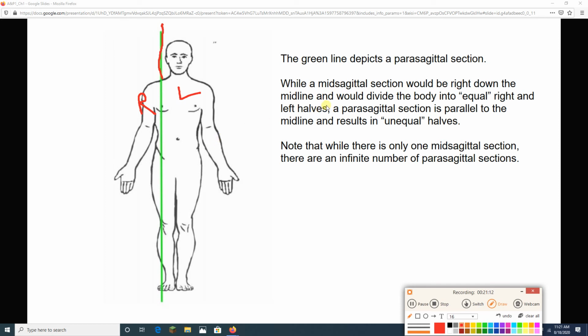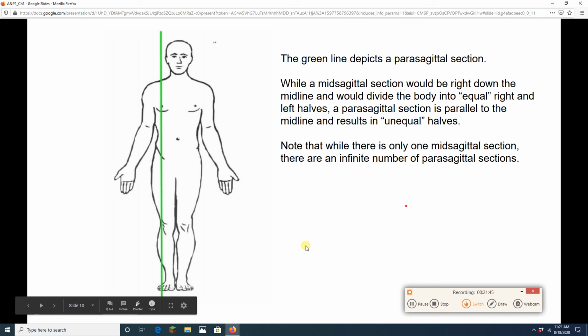But this one is not a mid-sagittal cut. Remember, a mid-sagittal went right down the middle. If there's a sagittal cut, but it doesn't go down the midline, it's parallel to it, it's going to be parasagittal. Now, there are lots of parasagittal cuts, obviously, but there's only one mid-sagittal cut that you could have. Okay, with that, we are just about done.